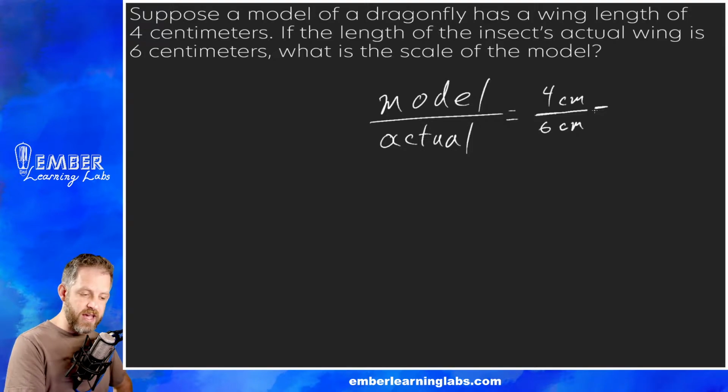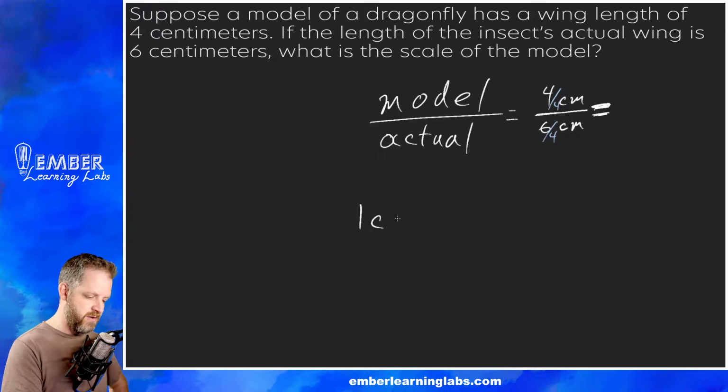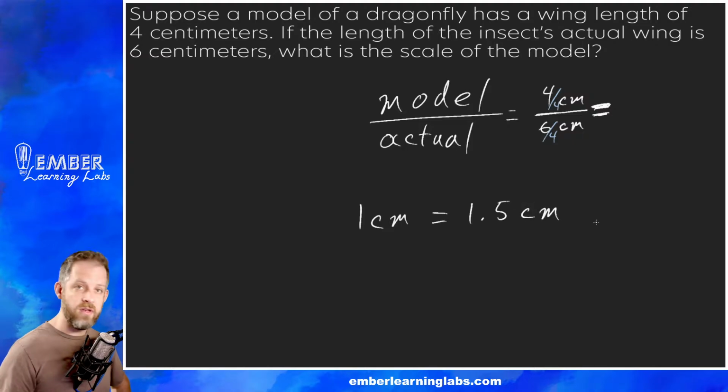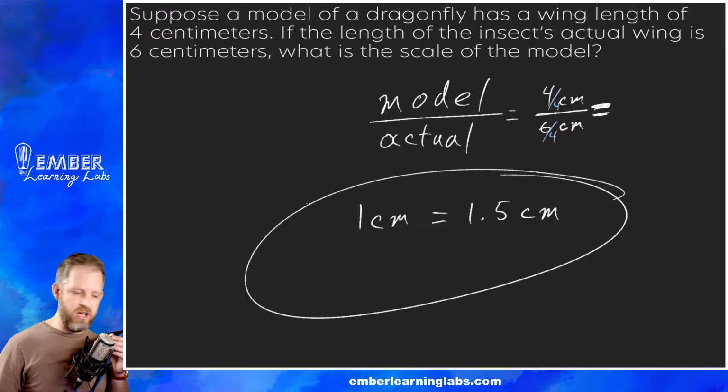Now, in order to get the scale, we need to convert this guy to a 1. So this is kind of the opposite of a unit rate, where in a unit rate, we want a 1 on the bottom of the fraction. In a scale, we want a 1 in the top of the fraction, okay? So we're going to divide the top and bottom by 4. So if we divide the top and bottom by 4, we end up with 1 centimeter on the model equals 1.5 centimeters in the real insect. Okay, so it's a 1 to 1.5 scale model, right?